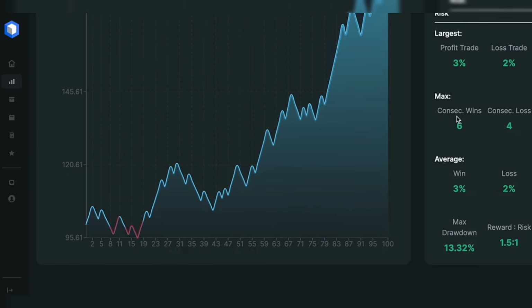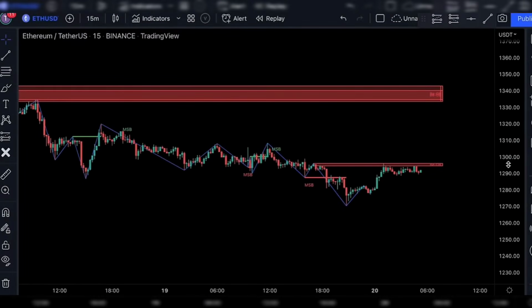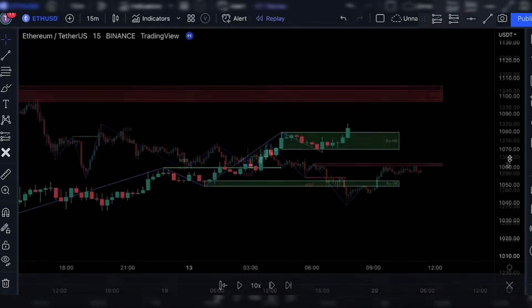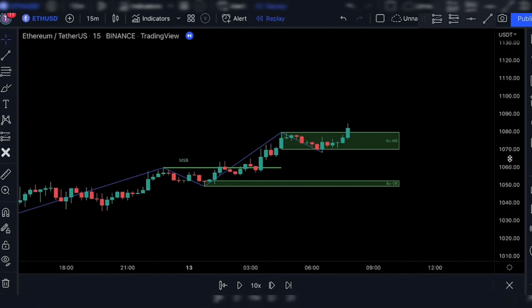So overall, I give the strategy a score of 6 out of 10. I wouldn't say the strategy is bad, but it could be much better if we made some minor adjustments. So in order to improve the strategy, I will add one more entry rule that will hopefully change everything. So the rules for entering a long trade are as follows.